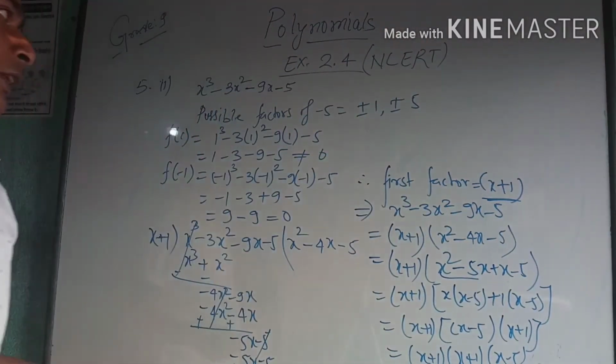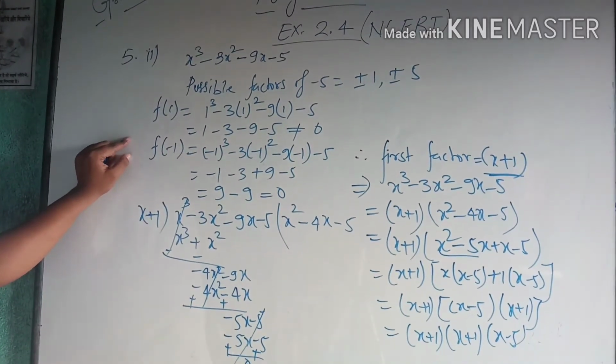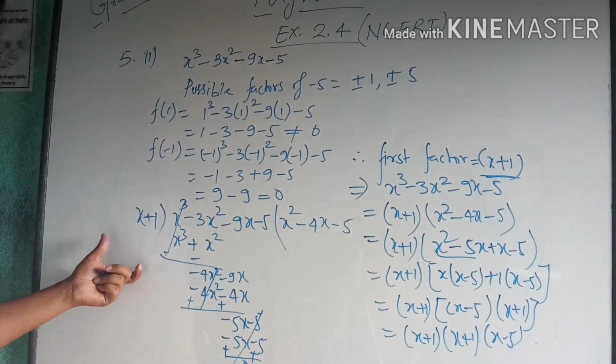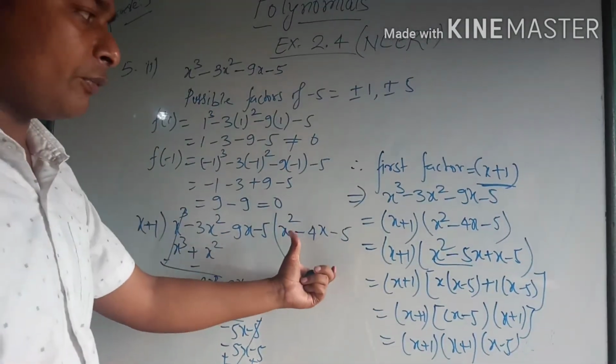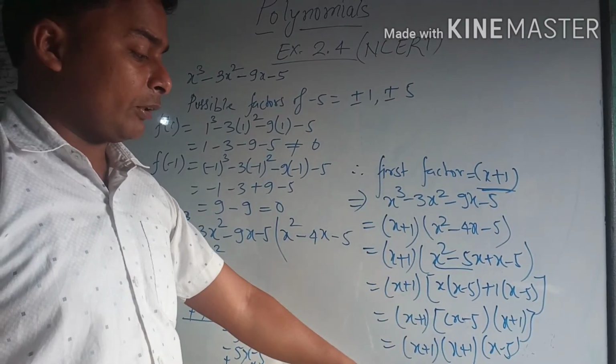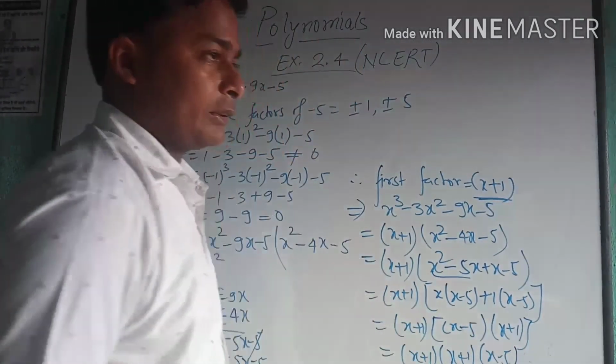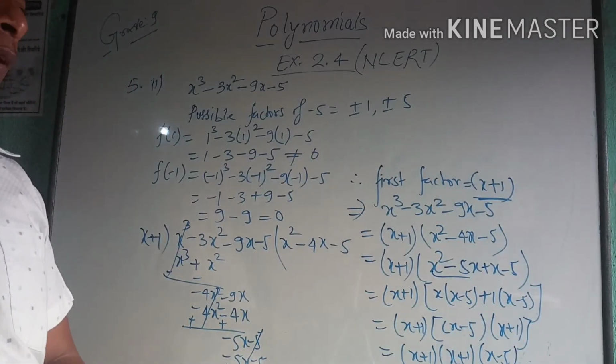And this is the process. Step 1 says find the first factor using the factor theorem. After that you divide, you get a quadratic equation. After the quadratic equation, you split the middle term and factorize this quadratic part. Finally, in a cubic polynomial you will get 3 factors. Hence we have completed our exercise 2.4.